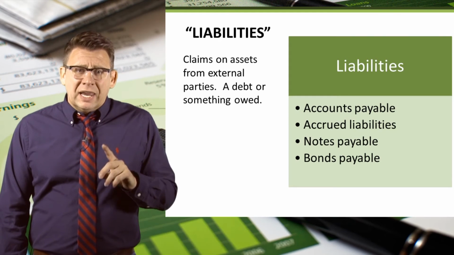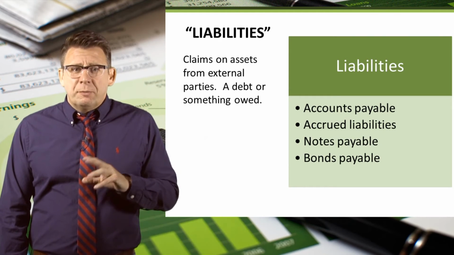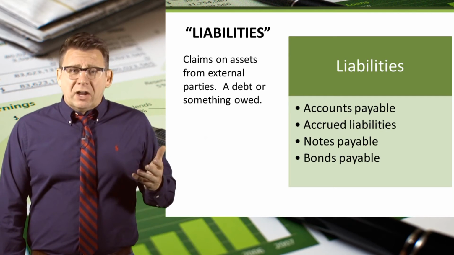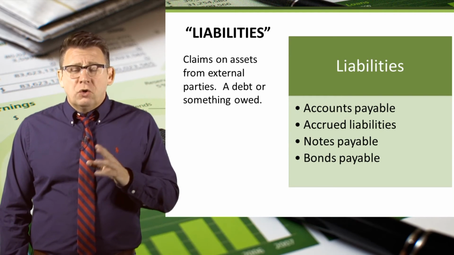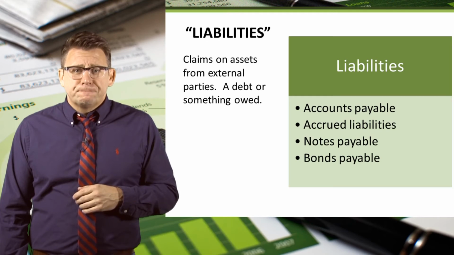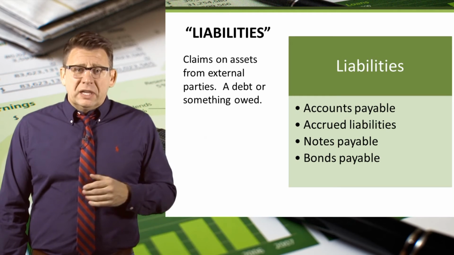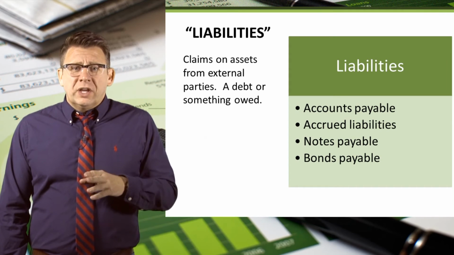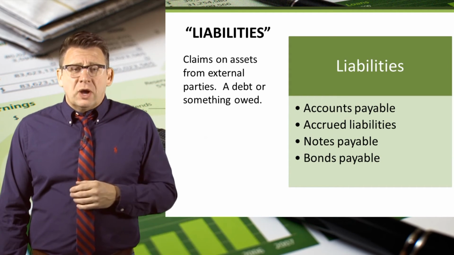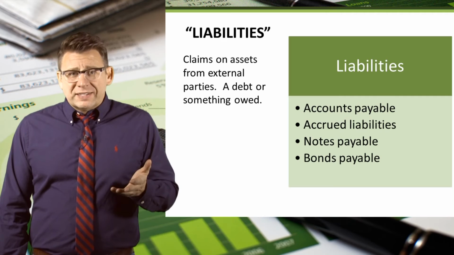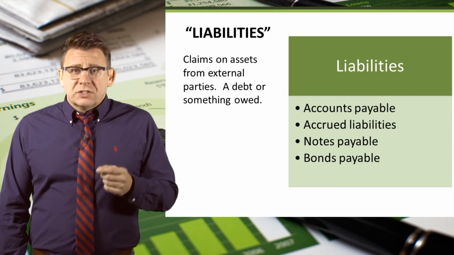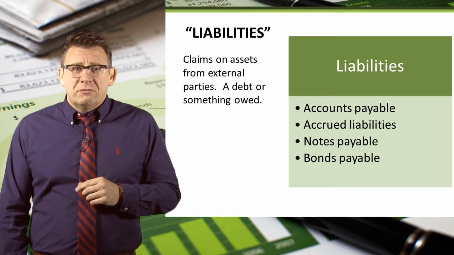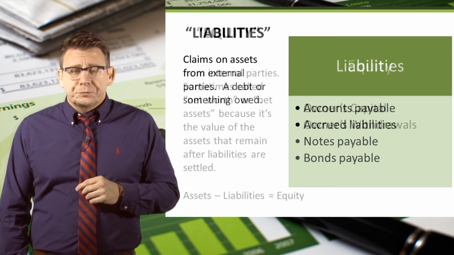Liabilities are claims on our assets from external parties like creditors. Accounts payable is for money that we owe to our vendors or suppliers. Accrued liabilities, sometimes called accrued expenses, are amounts that we owe for our bills related to operations. For example, utility bills received but not yet paid is a type of accrued liability.